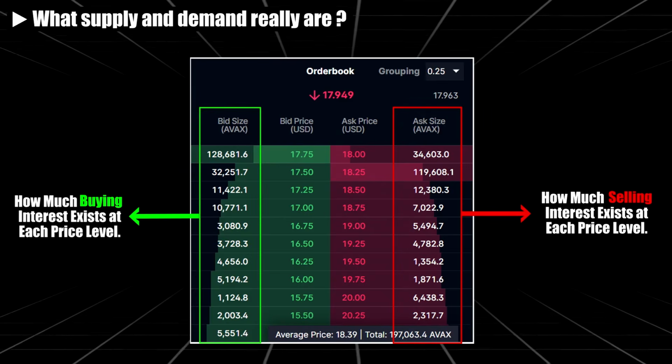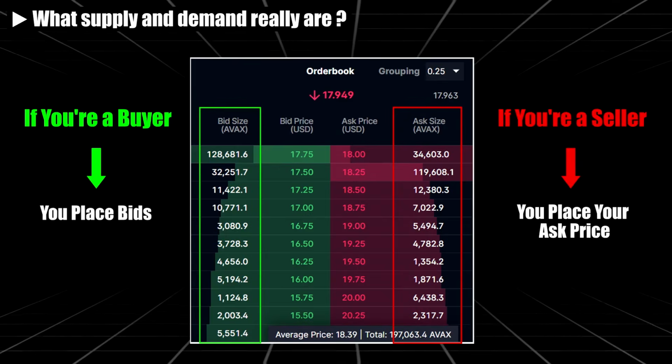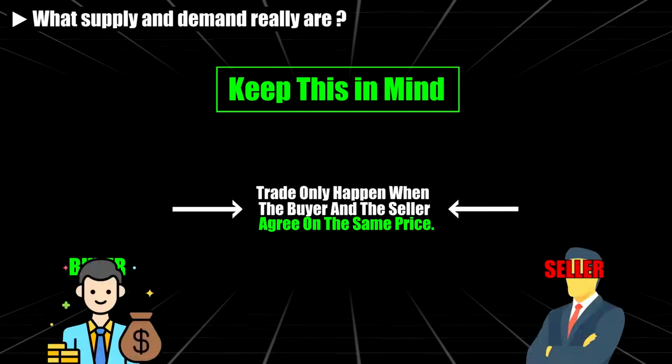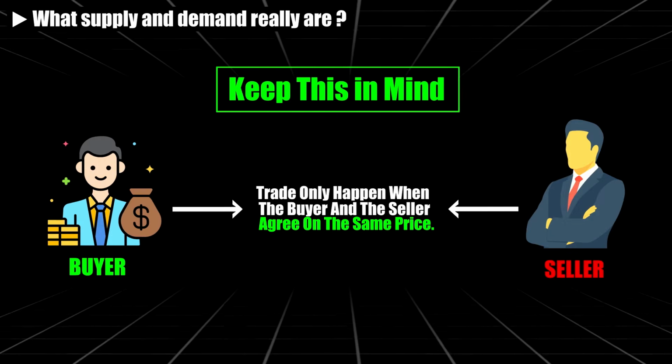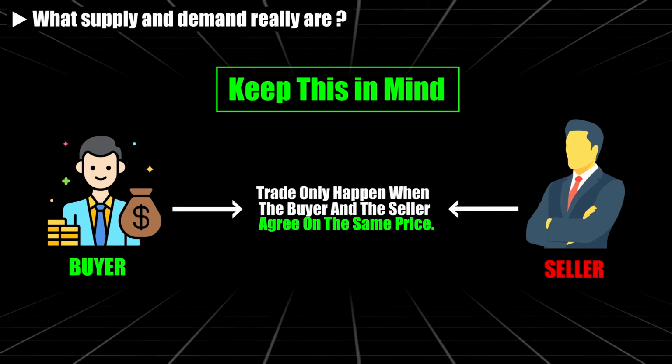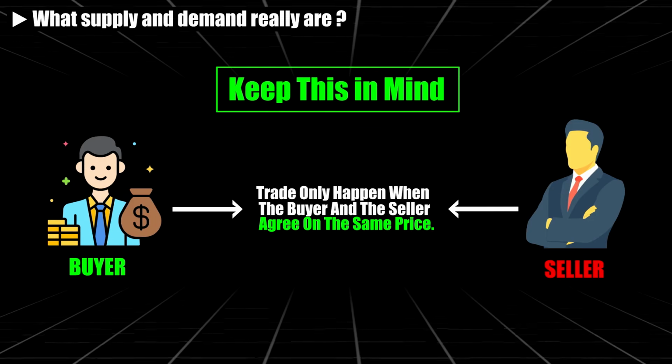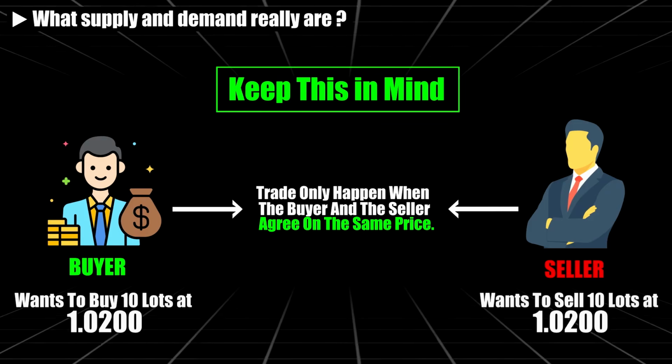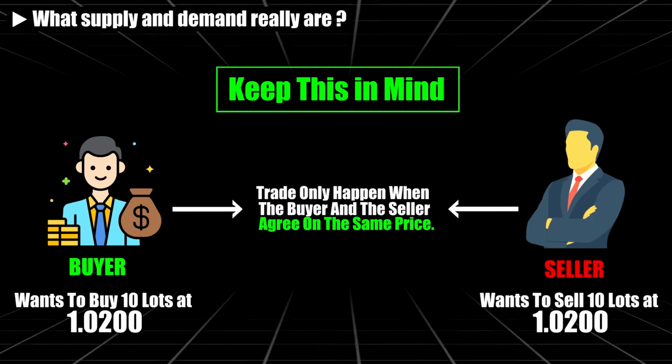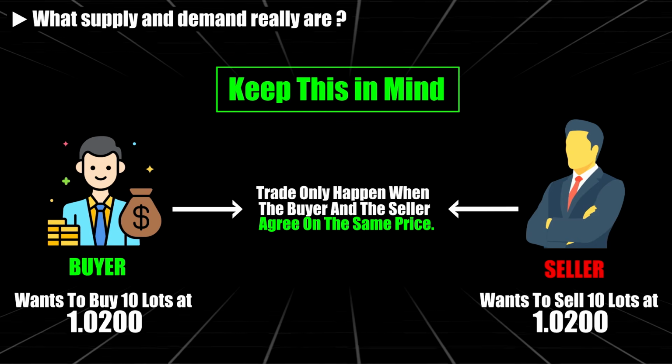Think of the market like an auction, similar to eBay. If you're a buyer, you place bids. If you're a seller, you set the price you want someone to pay, your ask price. Now, keep this in mind. A trade only happens when both a buyer and a seller agree on the same price. For every order to go through, it needs a matching counter order of equal size. For example, if someone wants to sell 10 lots, there has to be a buyer ready to purchase all 10 at the seller's asking price, and vice versa. This is how price gets pushed around in the markets.